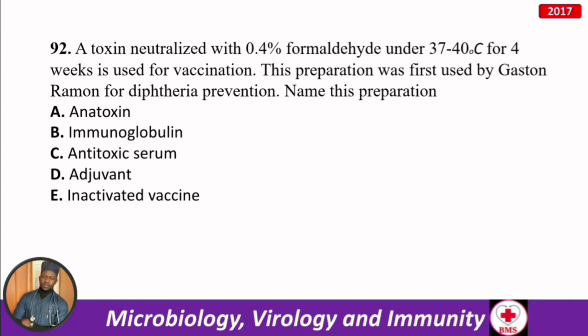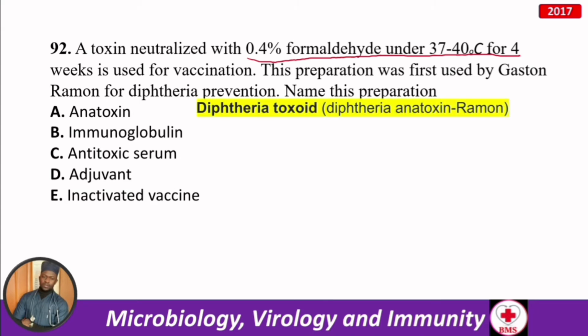A toxin neutralized with 0.4% formaldehyde under 37 to 40 degrees Celsius for 4 weeks is used for vaccination. This preparation was first used by Gaston Ramon for diphtheria prevention. Name this preparation. So Gaston Ramon is definitely diphtheria, because another name is diphtheria toxin Ramon or diphtheria toxoid. It's an anatoxin.